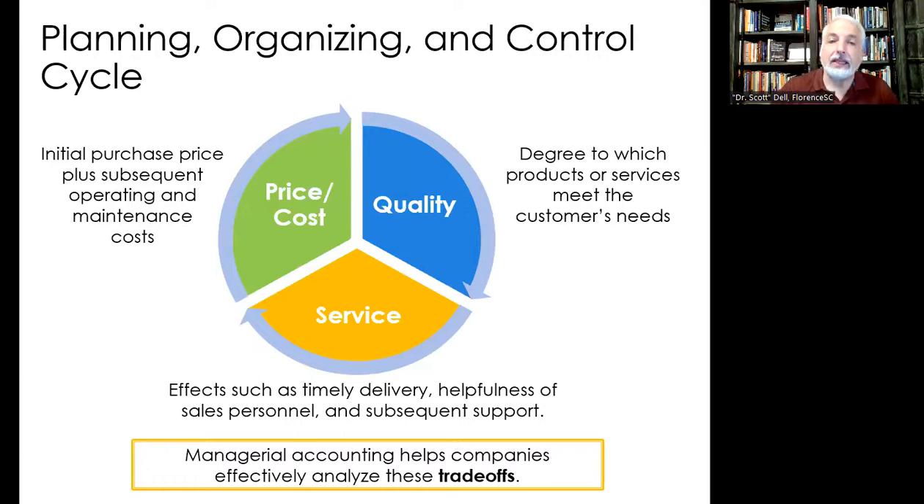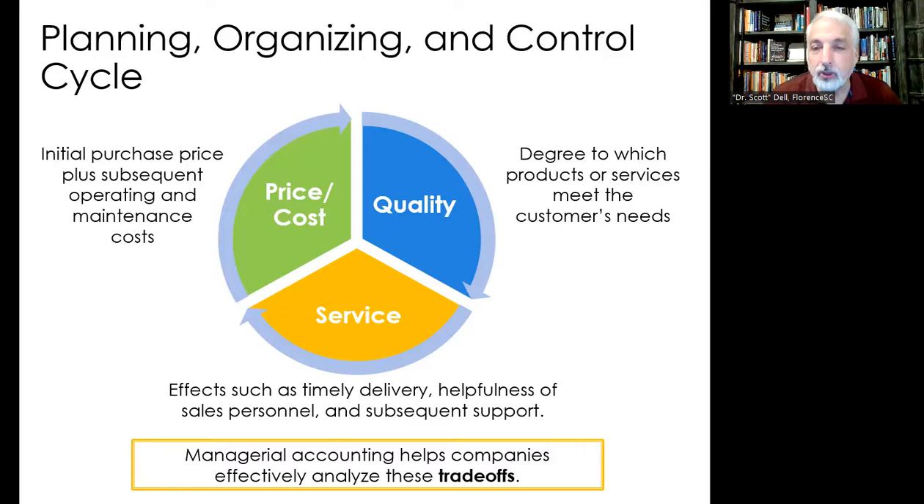Back to our planning, organizing, and control cycle. You do want to know about planning, organizing, and controlling. The quality, degree to which products and services meet the customer needs. Then we have the supply chain and the service side, timely delivery, sales personnel, support. If there are problems, if there's anything going on, we need to address that and serve the customer or the client. And then on the cost side, there's initial purchase price, but there are also operating and maintenance costs.